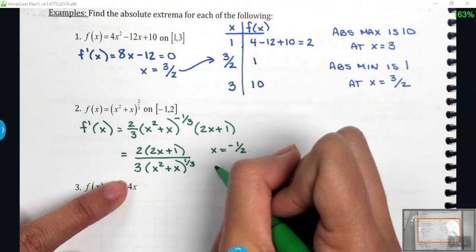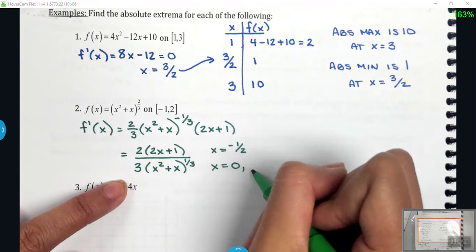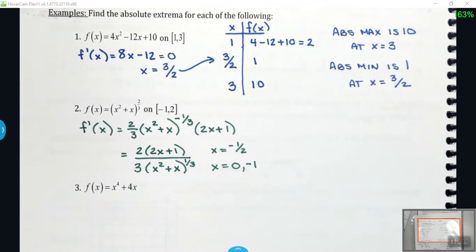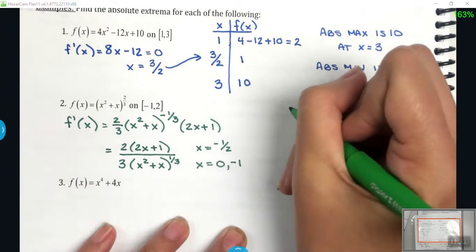Bottom equaling 0 would be x equals 0 and -1, yeah. You factor it. Okay. All right, make a table. X, f of x.